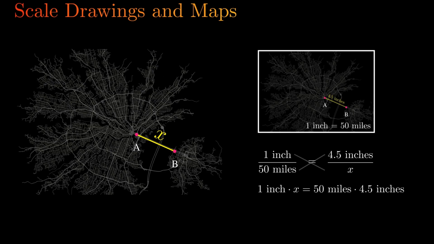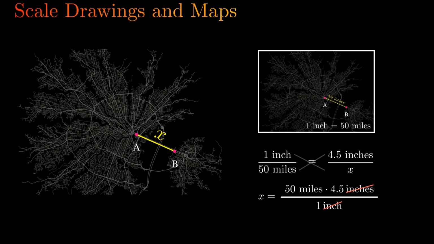Now we want to get x all by itself. Since x is being multiplied by 1 inch, we need to do the opposite. Divide both sides by 1 inch. Here's where the math magic happens. Watch the units. On the right side, we have inches on the top and inch on the bottom. They cancel each other out. Poof, they're gone. The only unit left standing is miles, which is perfect because we're looking for a distance.